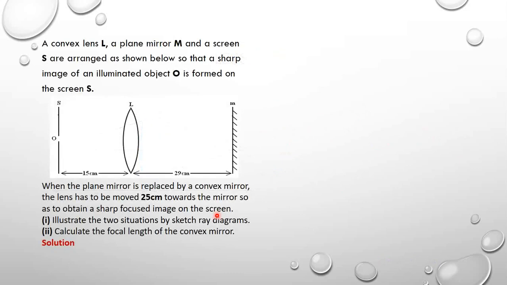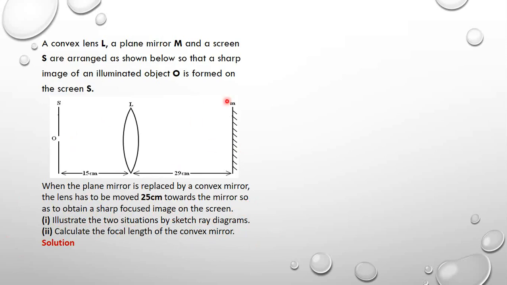A convex lens L, a plane mirror M, and a screen S are arranged as shown below, so that a sharp image of an illuminated object O is formed on the screen S. When the plane mirror is replaced by a convex mirror, the lens has to be moved 25 centimeters towards the mirror so as to obtain a sharp focused image on the screen. Illustrate the two situations by sketch ray diagrams and then calculate the focal length of the convex lens and of the convex mirror. Let's look at the solution.